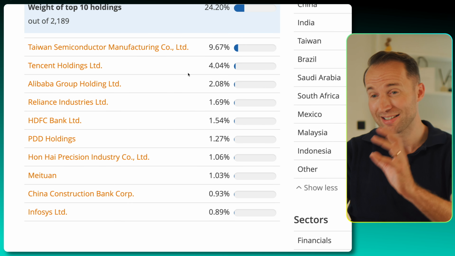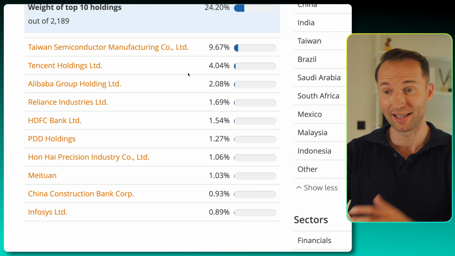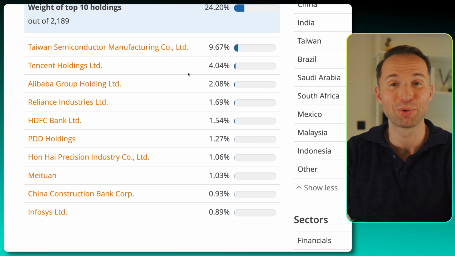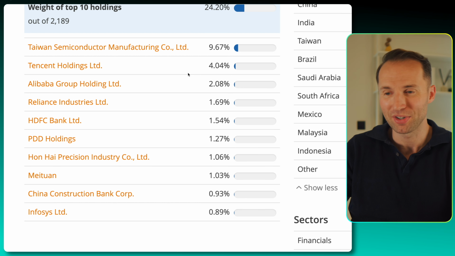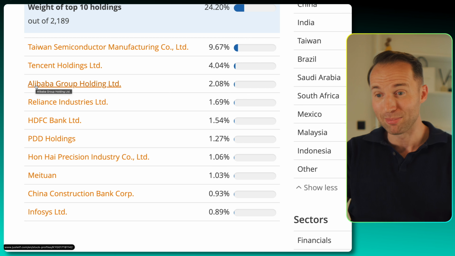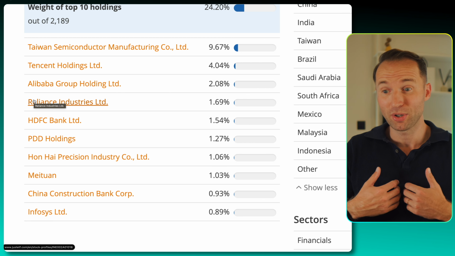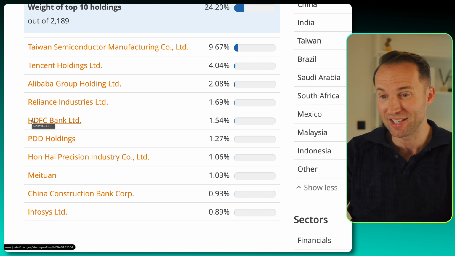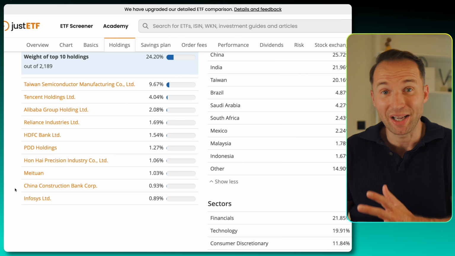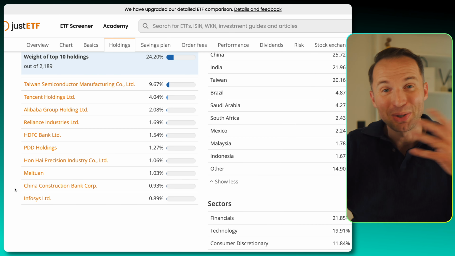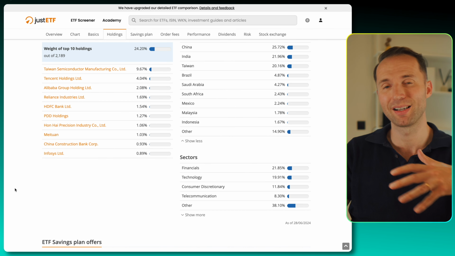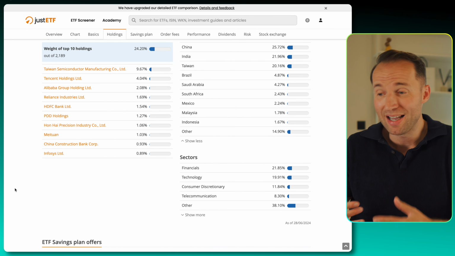And yeah, looking at that, some of them might seem familiar, like Taiwan Semiconductor Manufacturing Company, right? They're essentially producing the majority of the chips in the world these days. Then we have Tencent, also from China. We are familiar with that. Alibaba, Reliance Industries. To be honest, I haven't heard before. The same HDFC, PDD Holdings, Hon Hai Precision, also haven't heard about it. So yeah, this is really refreshing to see. Not the usual companies we see from the US. So here, I think you have really some nice diversification, which, if you want that, I think that's great.